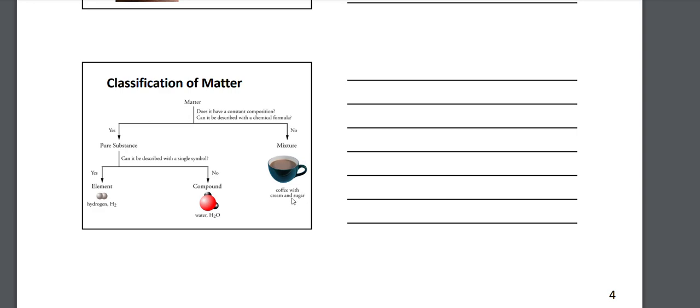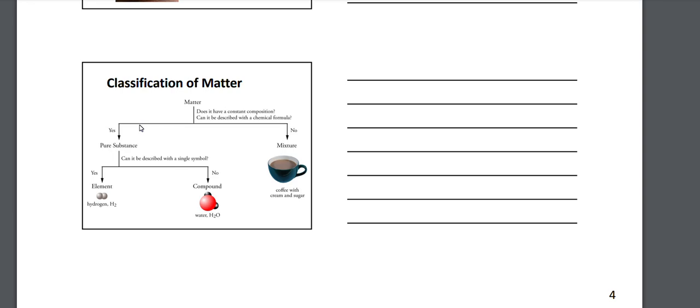An example for that is the coffee, right? Or the chocolate bar. The chocolate bar has the cocoa, the milk, the cream, sugar, salt, nuts, and so on and so forth. So it's a mixture of different substances being put together. Same thing with a coffee cup, right? It has the coffee, the creamer, the sugar, the water. So you can't really describe it by a chemical formula, so it's a mixture.